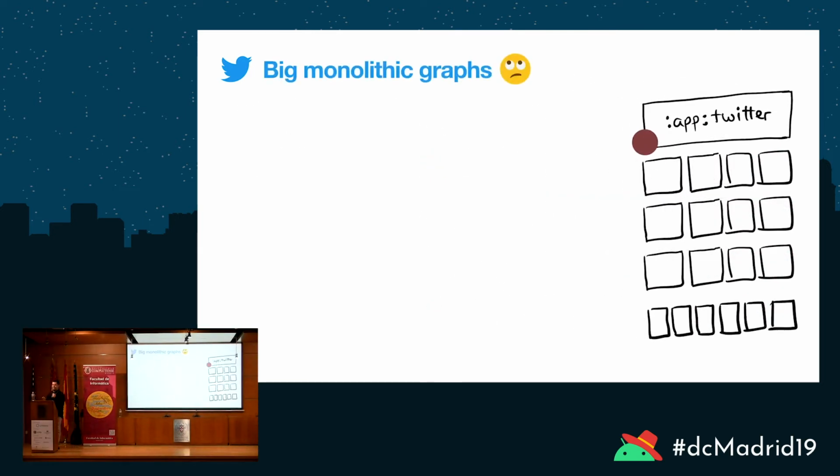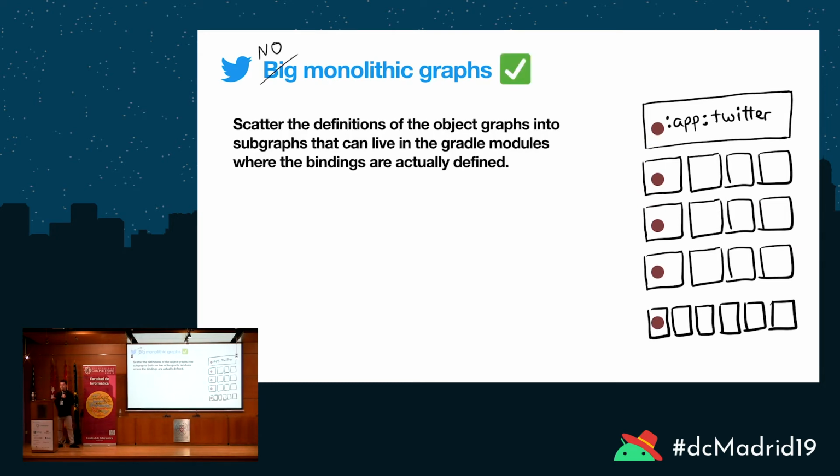So we had a tiny problem with these big graphs that could grow very wild. But if we scatter those definitions into the Gradle modules where they belong, we don't have big monolithic graphs anymore.